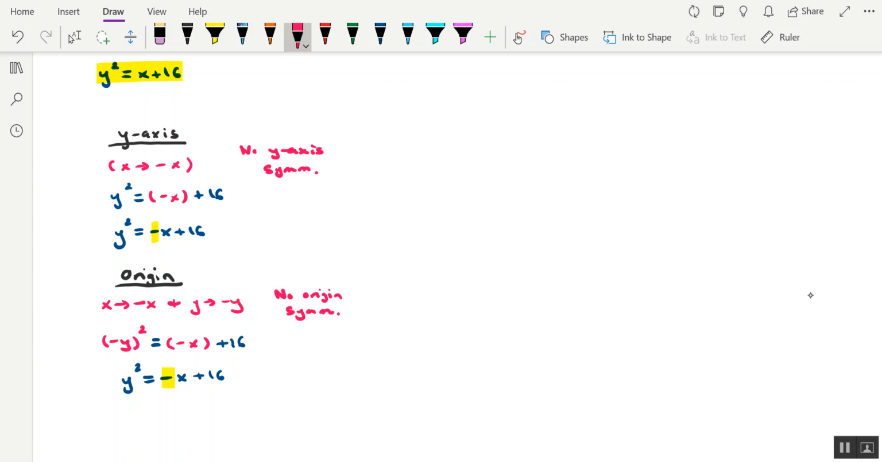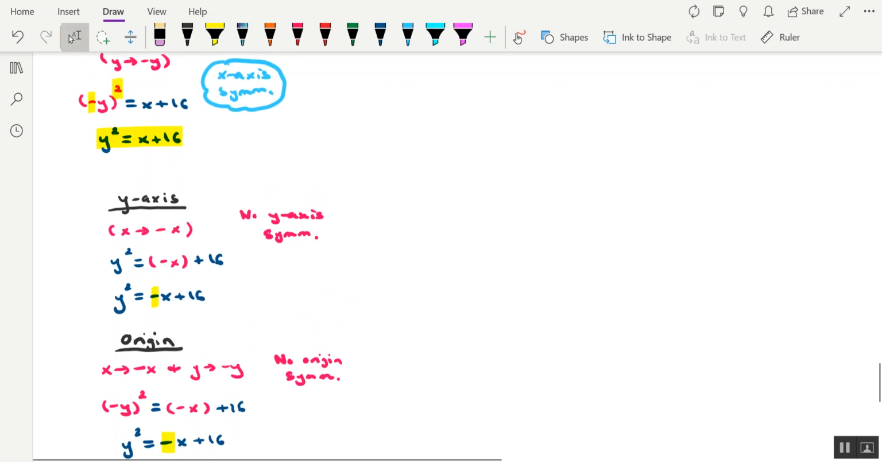So this equation would have a graph that is only symmetric with respect to the x-axis. And that's how we do it.